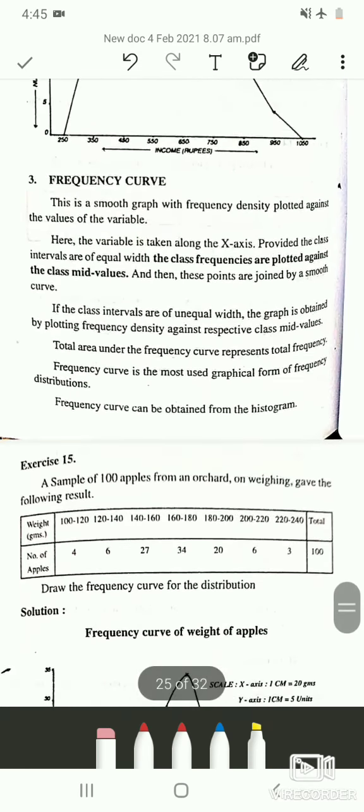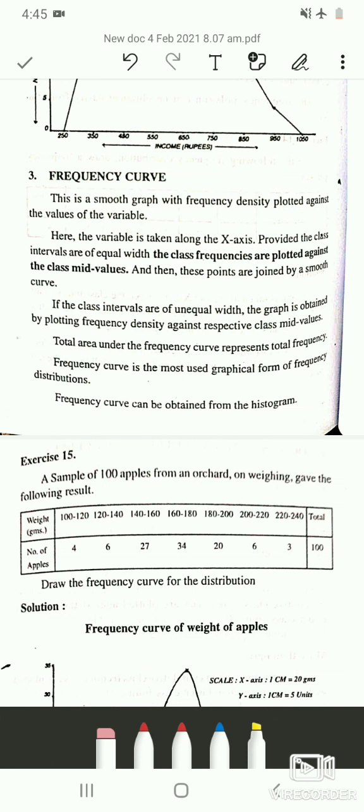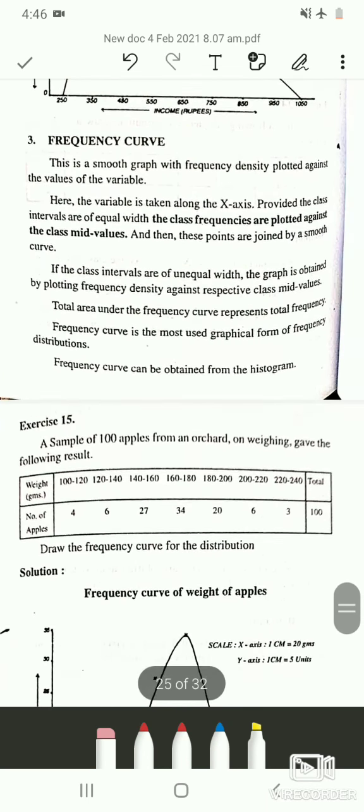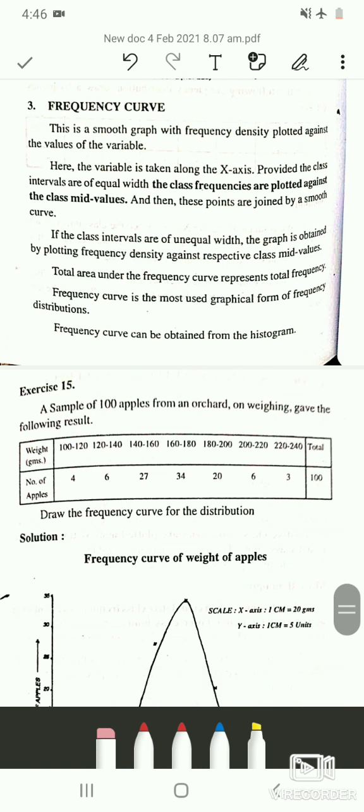The next type of graph is the frequency curve. This is a smooth graph with frequency density plotted against the values of the variable. Here the variable is taken along the x-axis, provided the class intervals are of equal width. Then the class frequencies are plotted against the class mid values, and these points are joined by a smooth curve. If the class intervals are of unequal width, the graph is obtained by plotting frequency density against the respective class mid values.